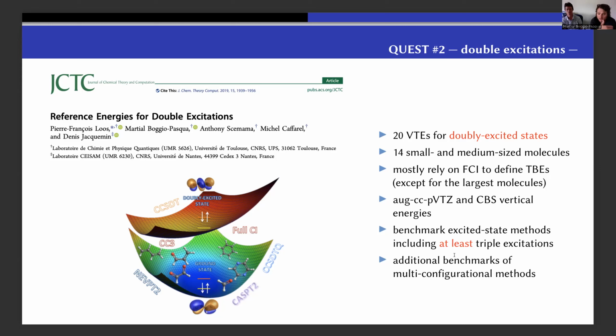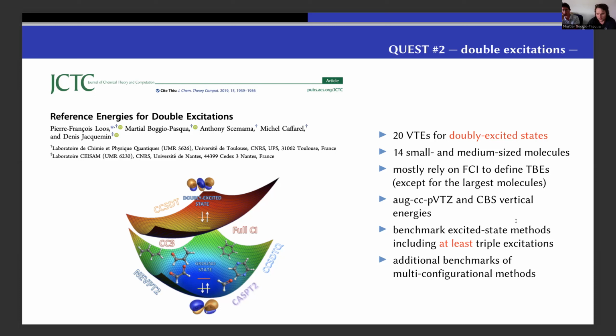The second set of excitation energies was trying to include doubly excited states in the database. That's what we did in 2019 with Martial, Anthony, Michel, and Denis. Here the idea was to have more variety in the database and to have those very challenging doubly excited states that we know methods like TDDFT cannot handle, for example. Again, this was based mostly on full CI, but sometimes the molecules were too large, so we relied on coupled cluster or multi-configurational methods to get the TBEs.